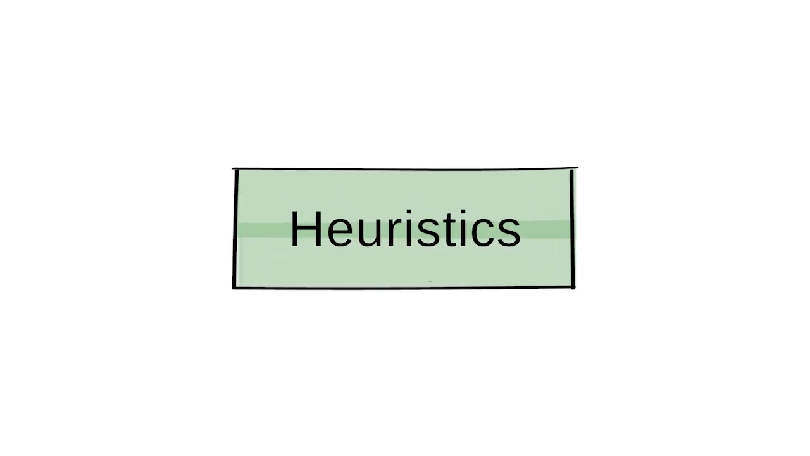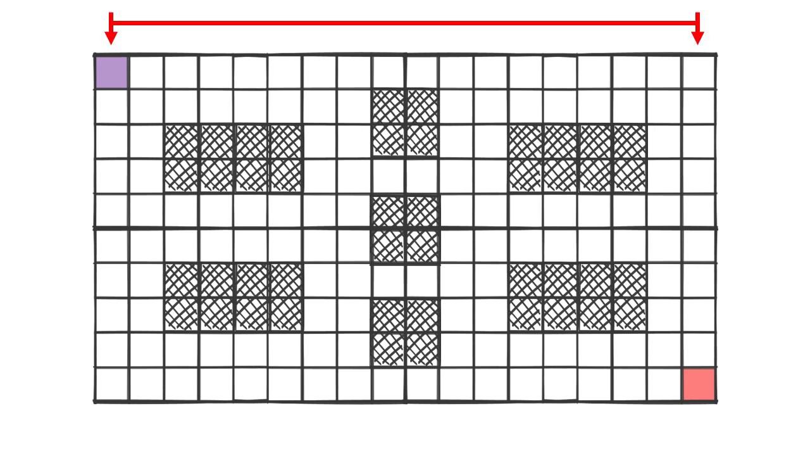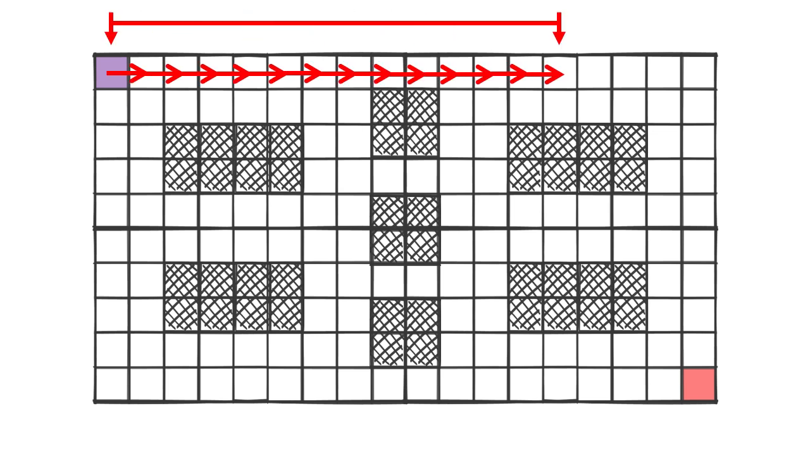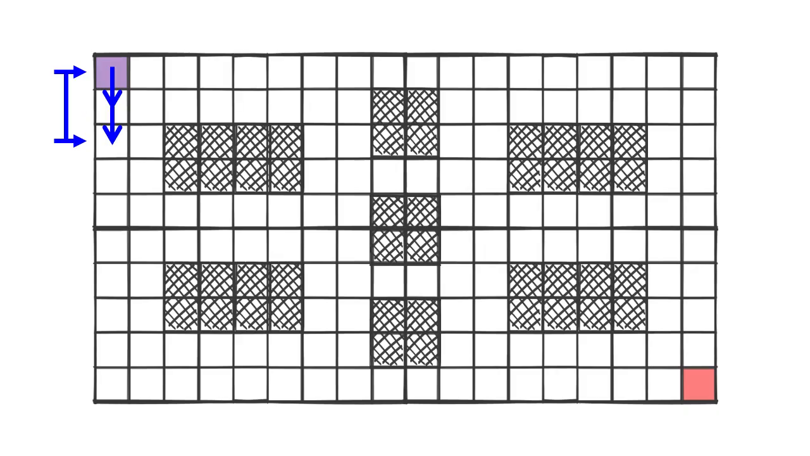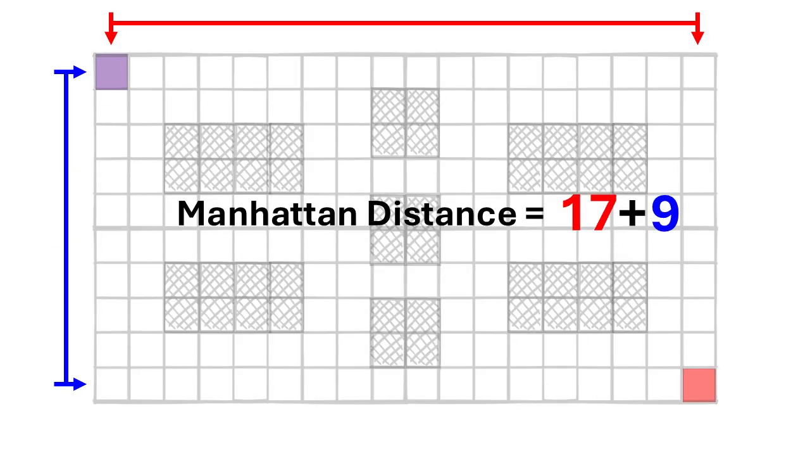So I mentioned heuristics there, so let's take a look at the 2 most common. The Manhattan distance is a really simple way of estimating how far away something is within a gridded environment. If we want to get from here to here, then using the Manhattan distance, we need to calculate how many steps are required across the horizontal axis and the vertical axis. As you can see, there are 17 steps on the horizontal axis and 9 on the vertical axis. If we add these together, we get the Manhattan distance.